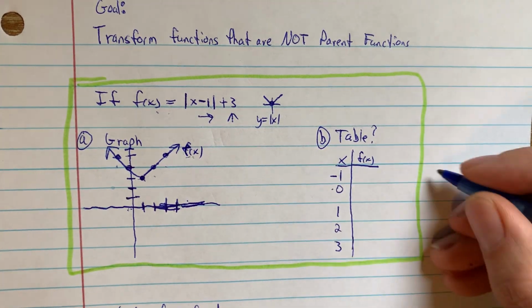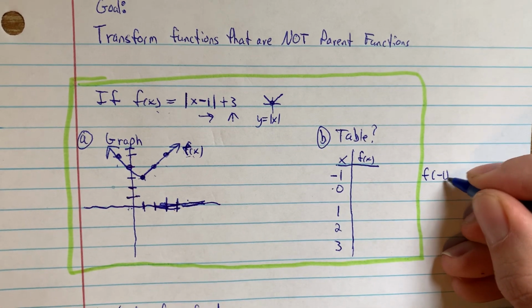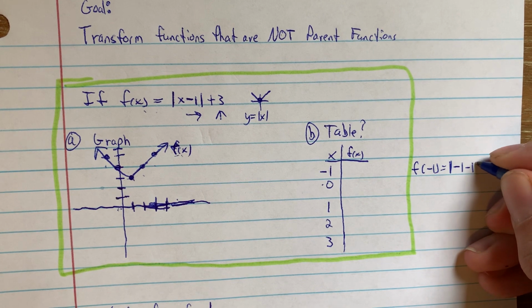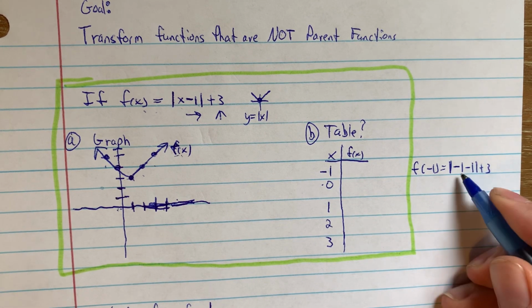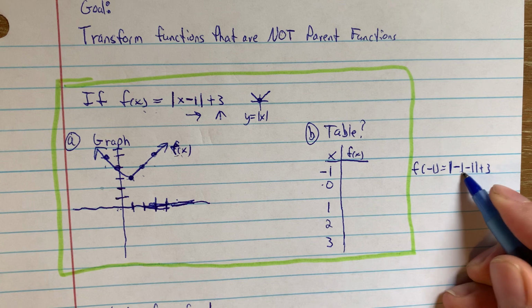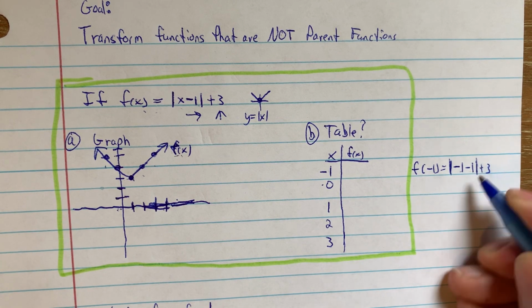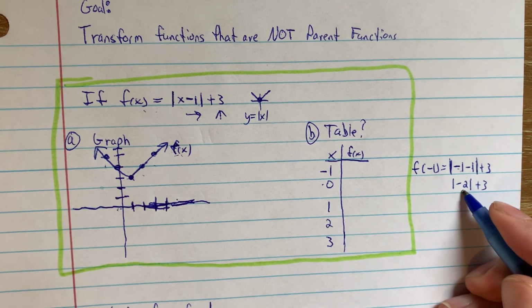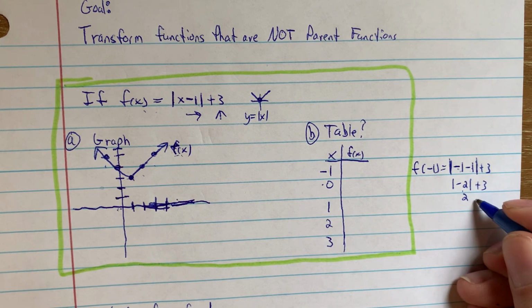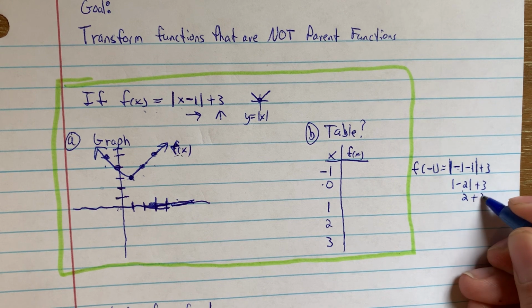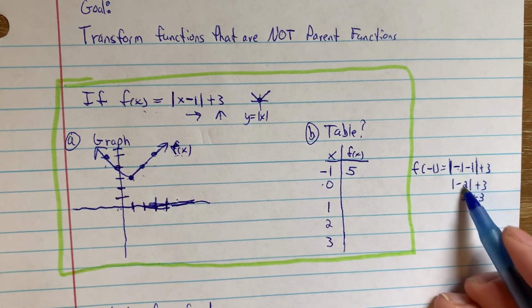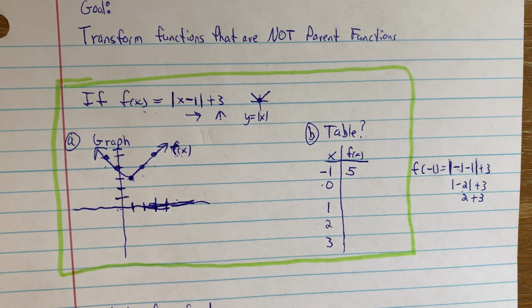So for instance, for f of -1, we put in -1 for x: absolute value of -1 minus 1, plus 3. We need to do what's inside the grouping symbol first, so inside of the absolute value. -1 minus 1 is -2. Absolute value of -2 is +2, and +2 plus 3 is 5. So we're putting in -1 and then evaluating, using your middle school skills of evaluating. So this is f of -1.